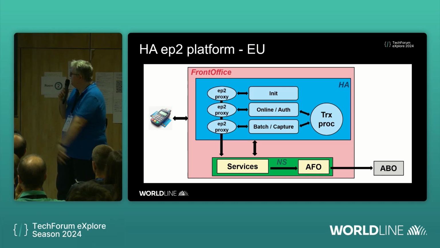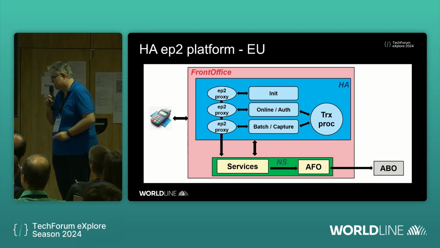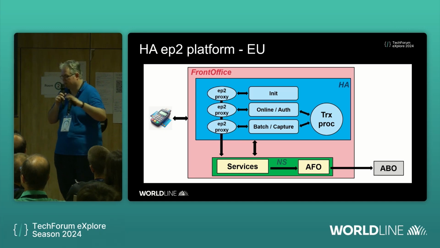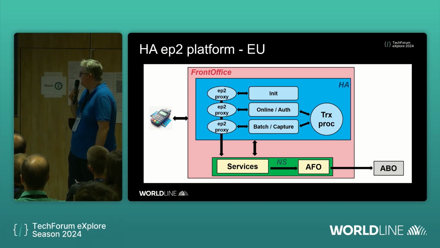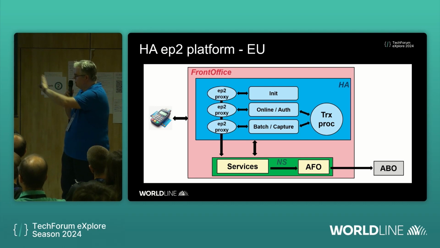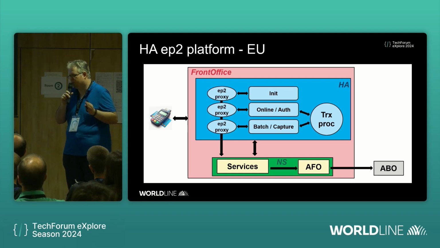When we look at the HA platform, we have a three message flow of EP2: init, online, and batch. On the right, we have a transaction processor, which is protocol agnostic, which means it doesn't handle only EP2, it does other protocols. And let's see what happens when a terminal sends a message. So terminal sends a message on the left. The first application to receive a message will be the EP2 proxy. The only purpose of EP2 proxy is to route the message toward the legacy platform or toward the HA platform.